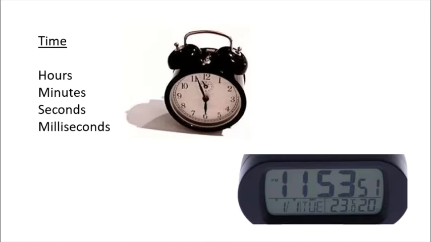So there are 60 seconds in a minute and 60 minutes in an hour. You can see that really well on an analog clock. That's the clock at the top with the hands that go round twice in a day. You can see that each one of those numbers is worth 5 minutes and there are 12 numbers.